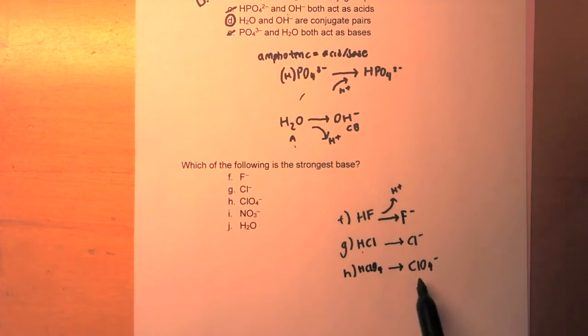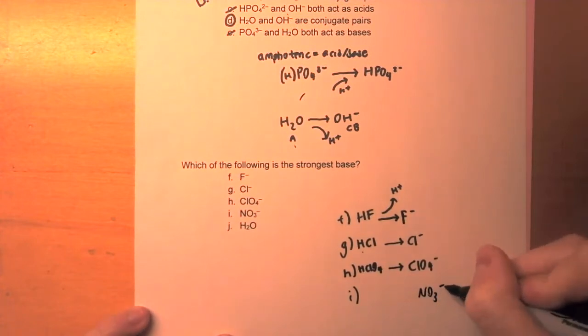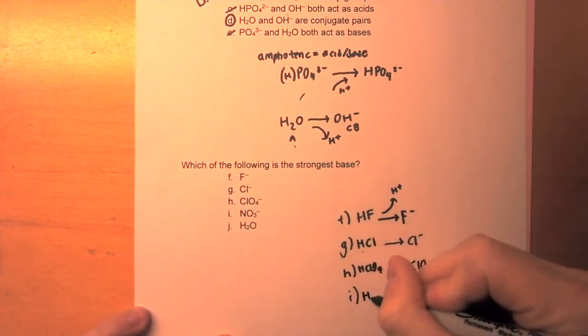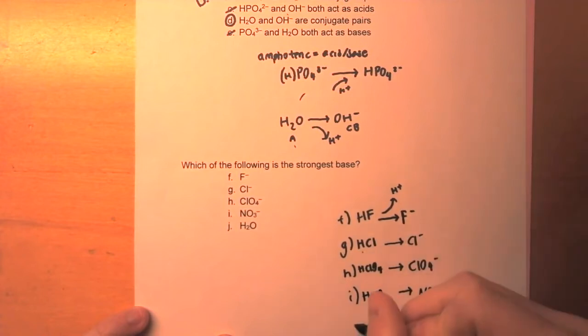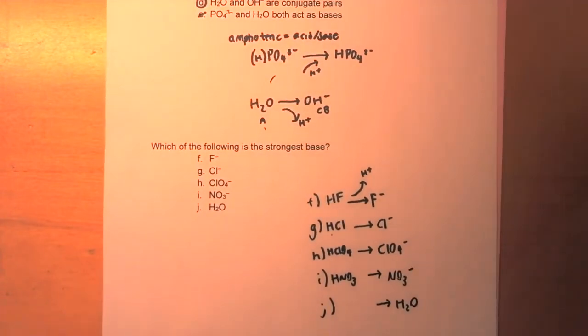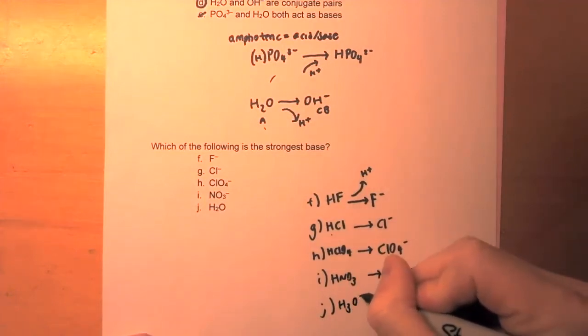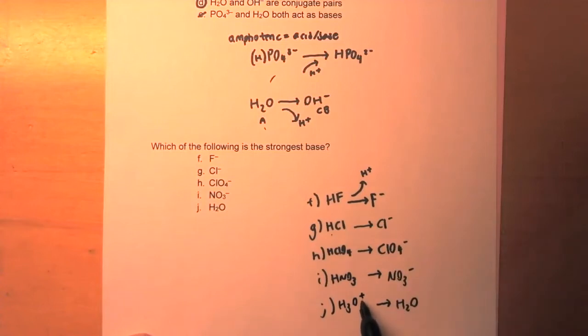Again, HClO4, lose a proton, go to ClO4 minus. One last time, NO3 minus would be HNO3. J is interesting. H2O. What molecule that we've seen in acid-base chemistry would give us H2O? H3O plus. Donate a proton, so we're going to lose a charge of 1, go to 0. H3O, lose a proton, go to H2O. The hydronium acid will make water.